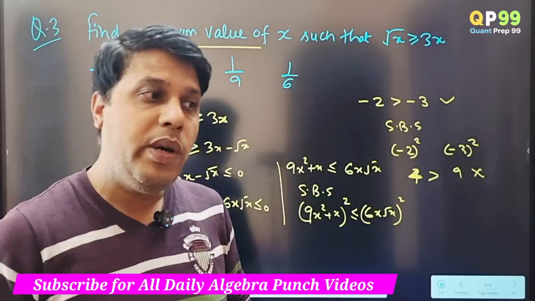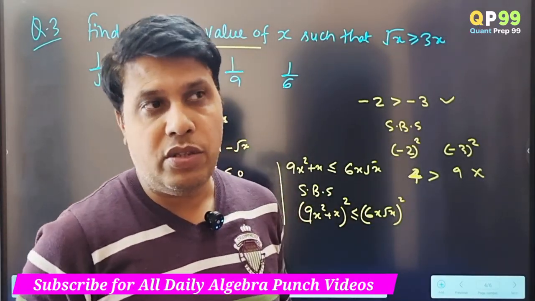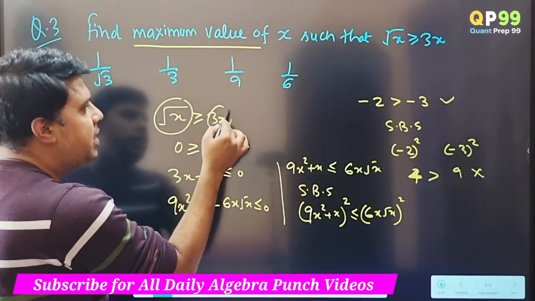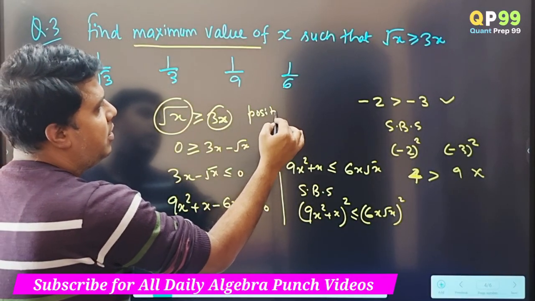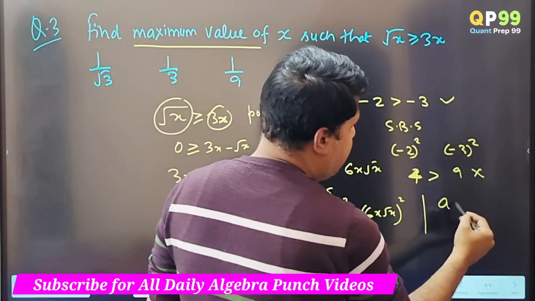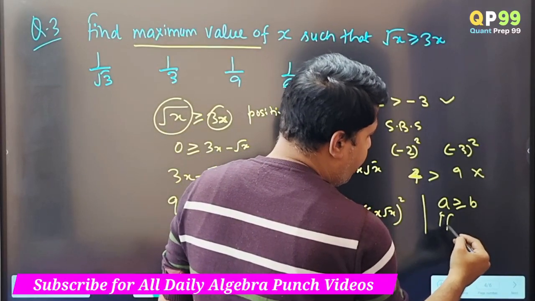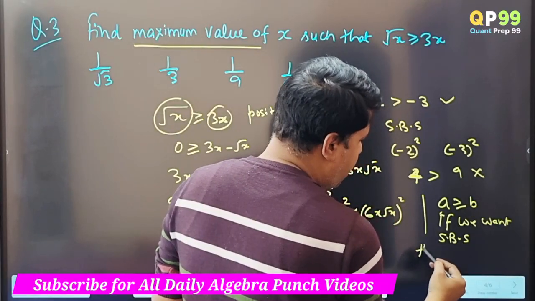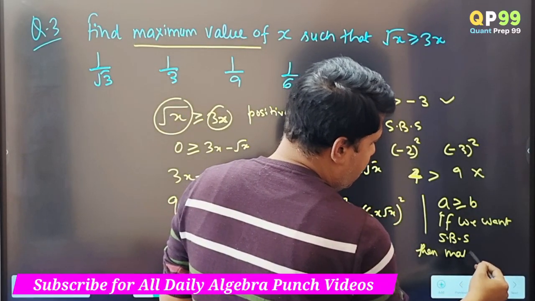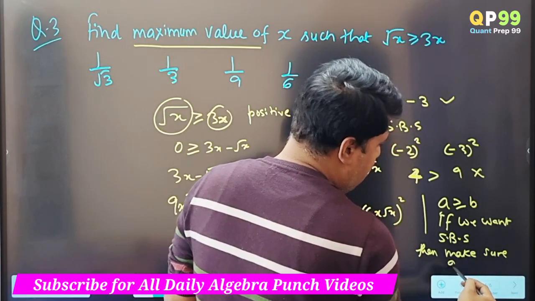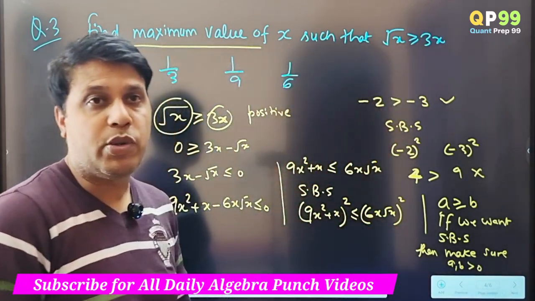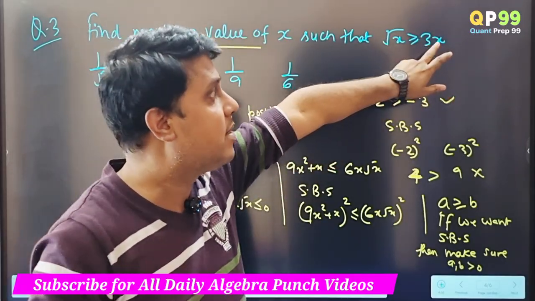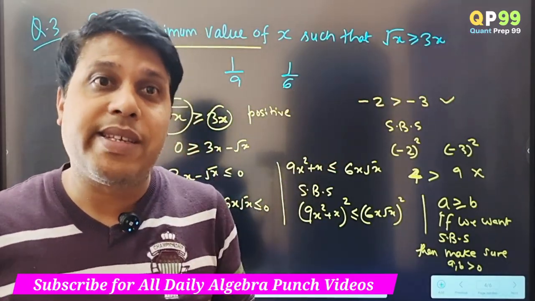That's why, when you are squaring an inequality, you have to be very sure that both sides are positive, right? So it is very important that if a is greater than or equal to b, and if we want to square both sides, then make sure a, b should be positive. So that's why I cannot say it is true, because the sign of x is not known to us.